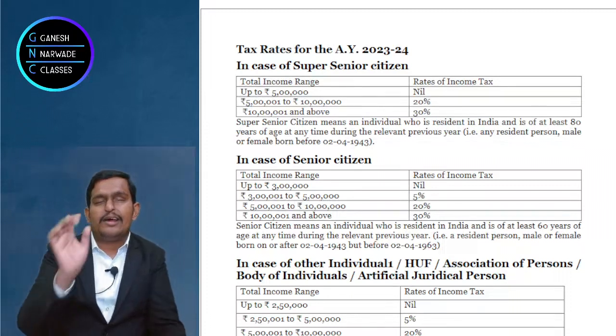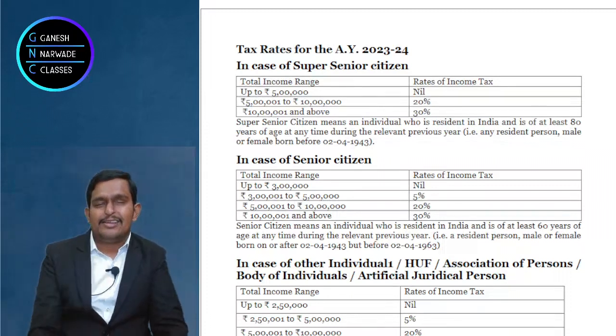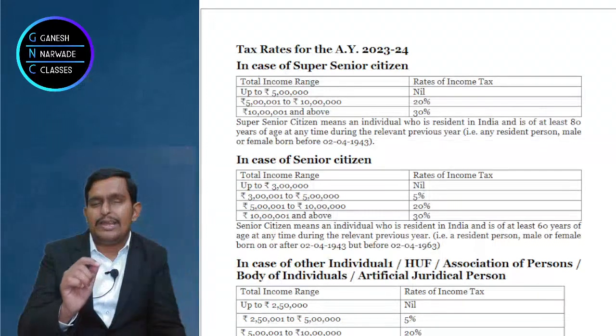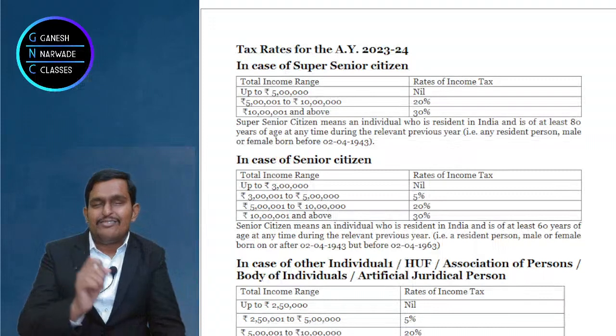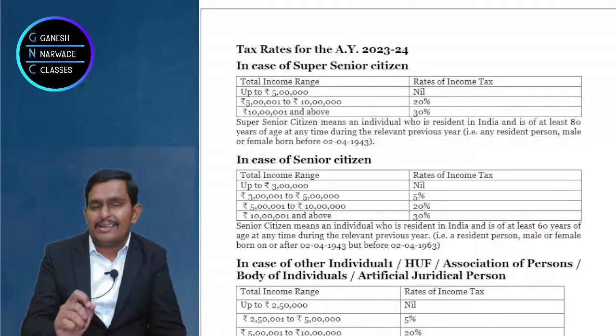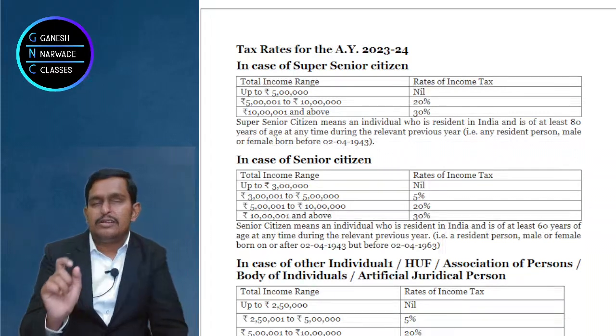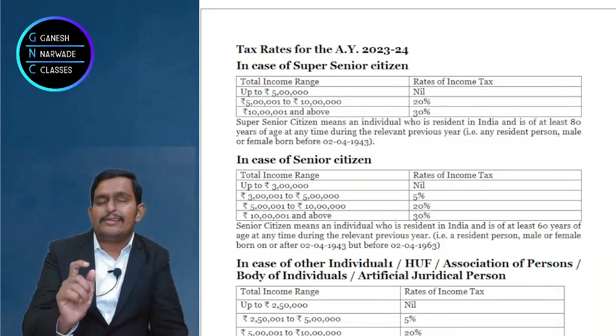So I am talking about resident senior citizen. For them, up to 3 lakhs, nil, no tax. 3 lakhs 1 rupee to 5 lakhs, 5%. 5 lakhs 1 rupee to 10 lakhs, 20%. 10 lakhs 1 rupee or above, 30%.